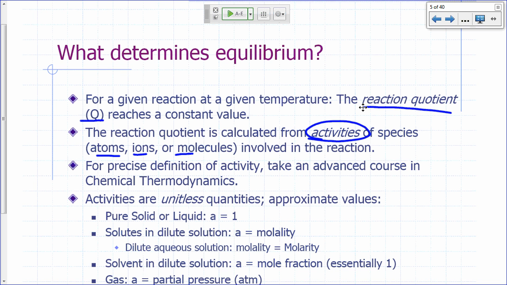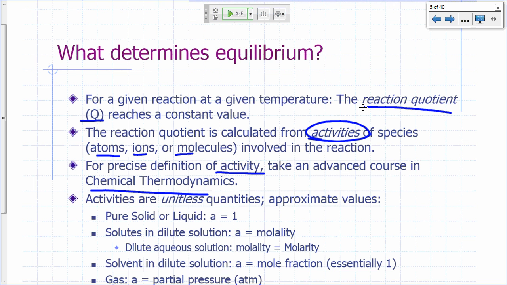Okay? So for every reaction, there's a thing called a reaction quotient. It's a number that we can calculate, which depends on the activities of the particles that are involved in that reaction. Now, for a precise definition of what activity is, you're going to have to take an advanced course in chemical thermodynamics, and that's physical chemistry. And I teach that in the spring, okay? But we're going to simplify things at this level.